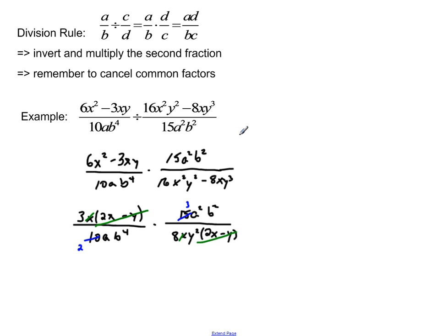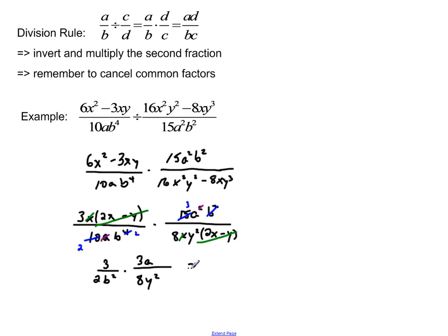Let's see, a squared and a, those share a common factor, right? So a goes into a squared, leaving us with a to the first. b squared and b to the fourth, those leave us with b squared. So all right, what have we got now that we've reduced? Let's rewrite. We've got 3 left in the numerator here. We've got 2b squared left in this denominator. On the right, we've got 3 times a left in the numerator. The denominator looks like we've got 8y squared.